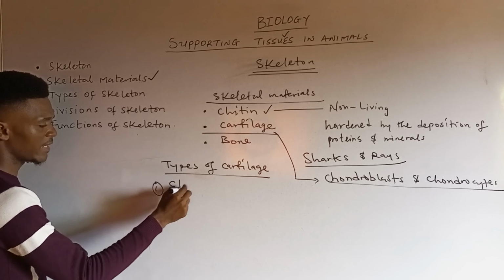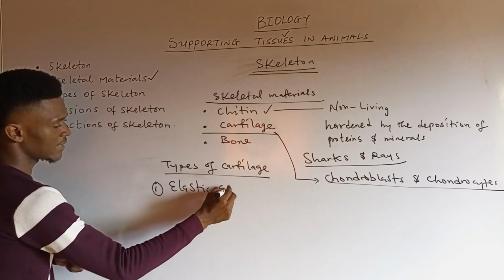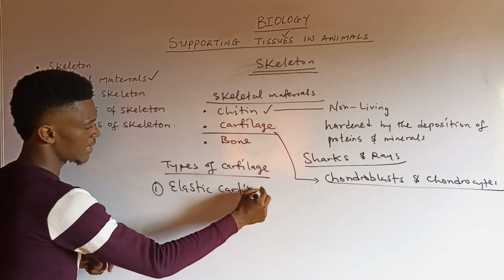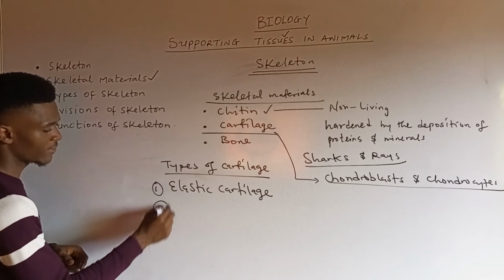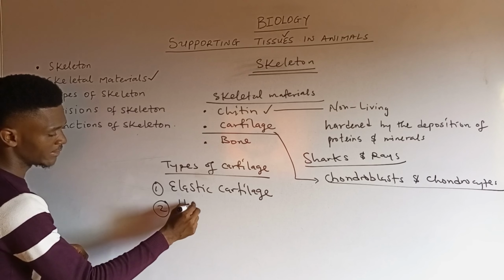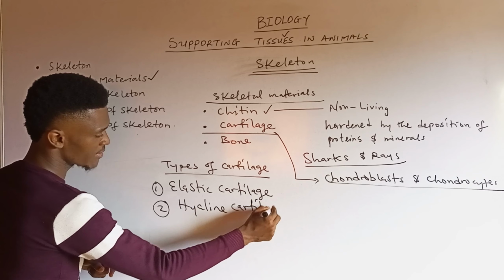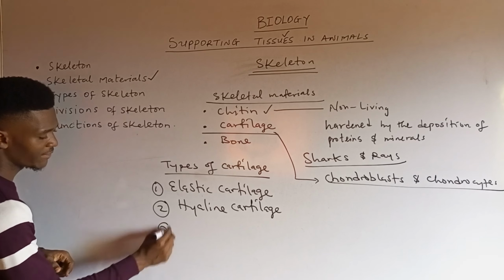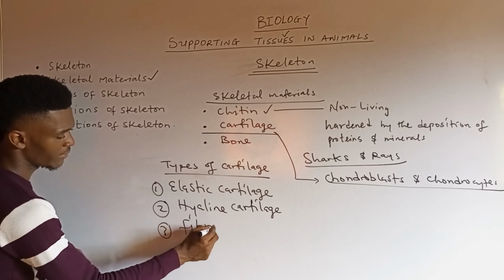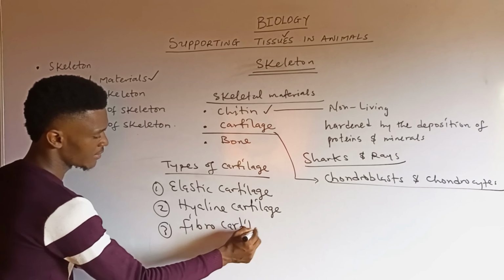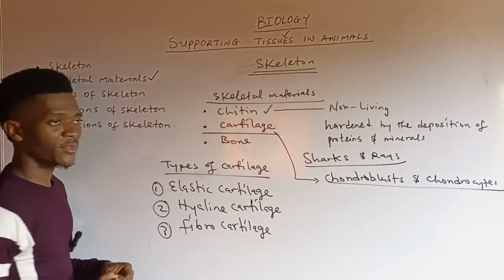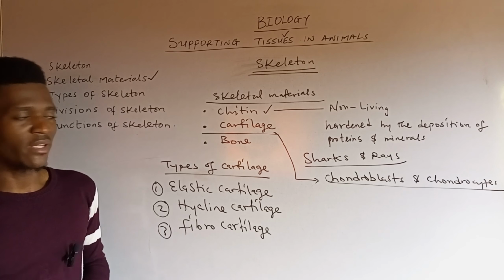One is called the elastic cartilage, and the second is hyaline cartilage. Then we have fibrocartilage. So these are the three types of cartilage that we have.